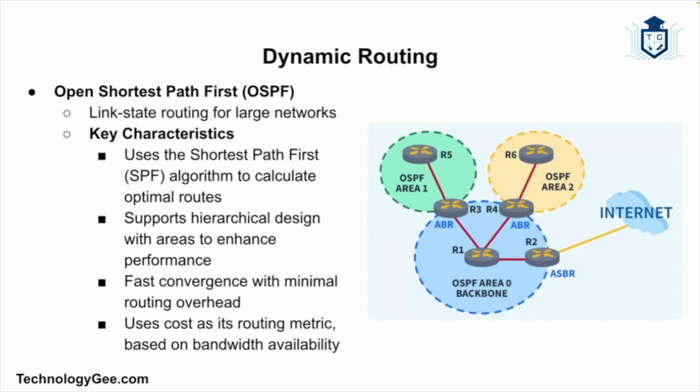The next protocol we have is OSPF, or Open Shortest Path First. This is a widely used link state routing protocol designed for large and complex networks. Its characteristics are as follows. It utilizes the shortest path first algorithm. It supports hierarchical design through areas to optimize performance. It has fast convergence and minimal routing overhead, and it uses cost as a metric based on bandwidth.